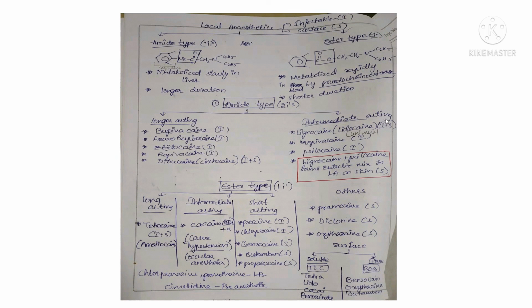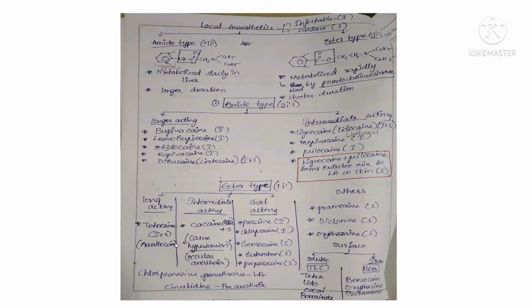Under intermediate acting, we have lignocaine, mepivacaine, and prilocaine. The first one is both injectable and surface, and the next 2 are injectable. Lignocaine and prilocaine form a eutectic mixture of local anesthetics on the skin, so combined they act as a surface anesthetic. And under ester type also we have long acting, intermediate acting, and short acting.